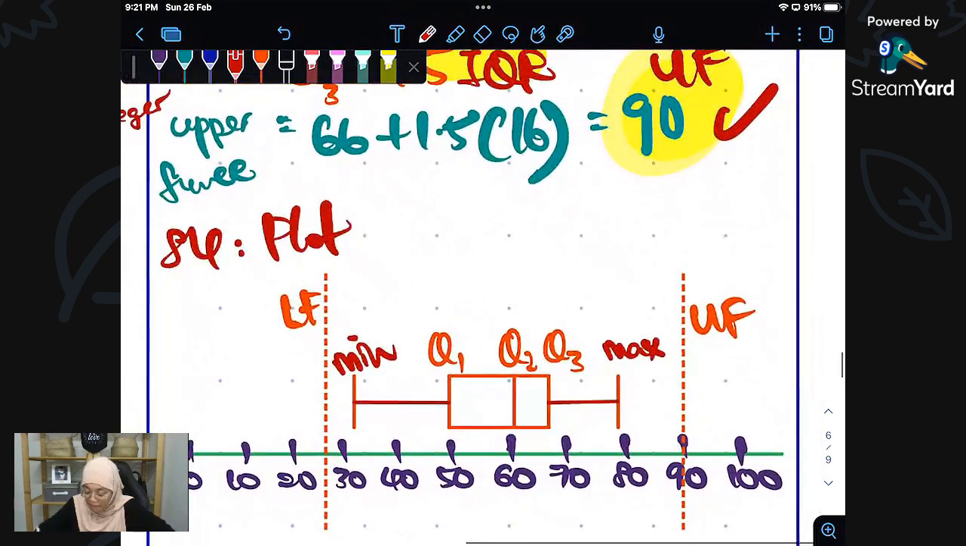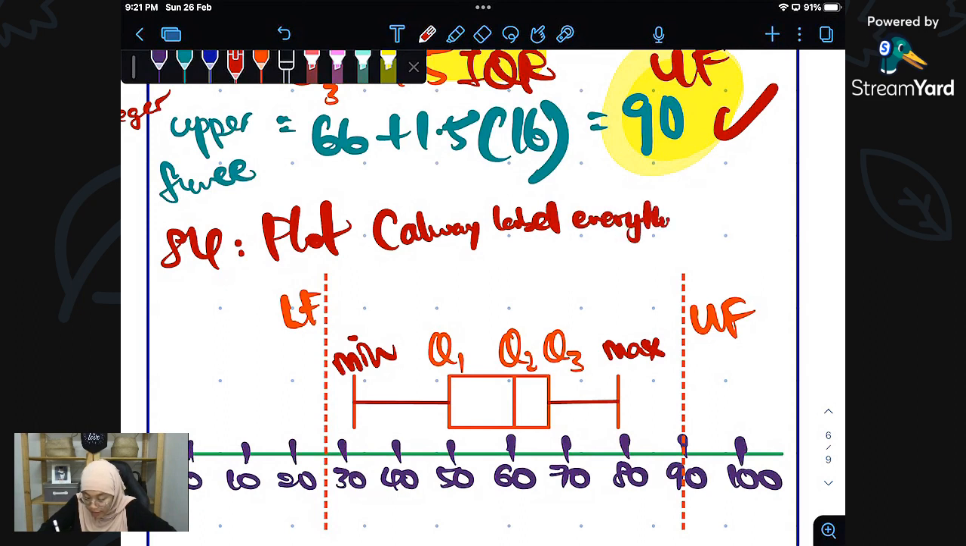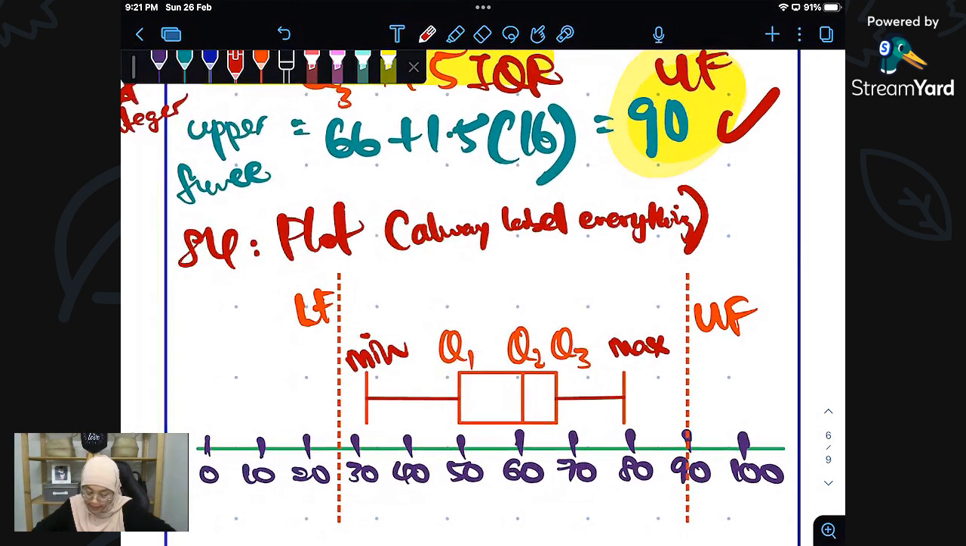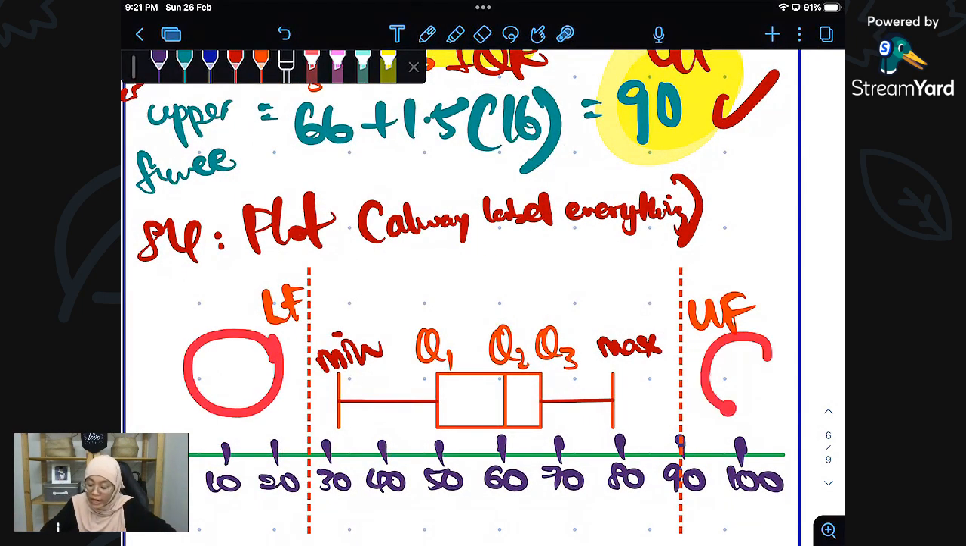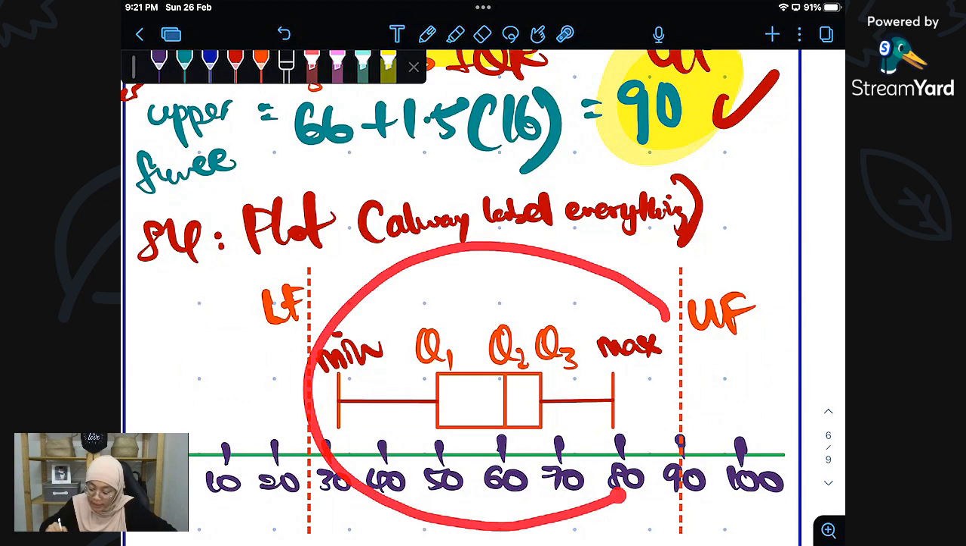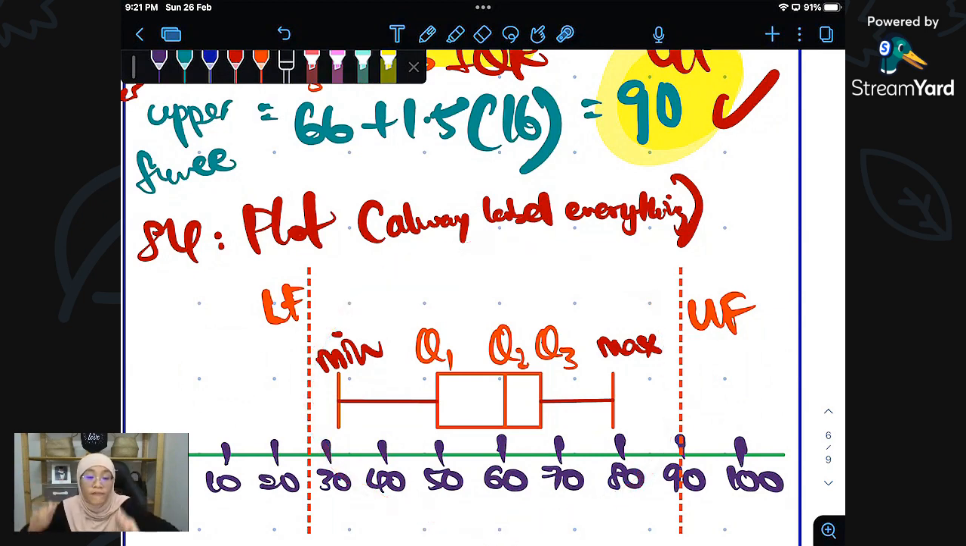All you got to remember is to always label everything. When you label everything, I will guarantee you will get full marks like that. So remember ya, soalan ni tak ada outliers, therefore you don't have to write any outliers there. No need. This question, no outliers. Therefore everything in the data set is inside of the fences.